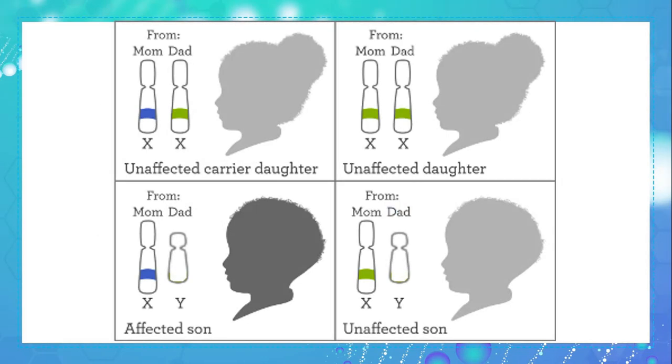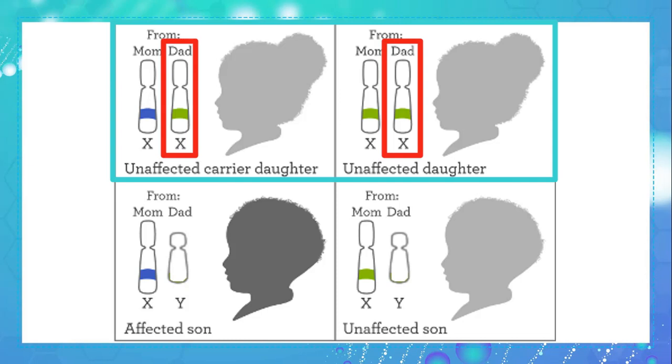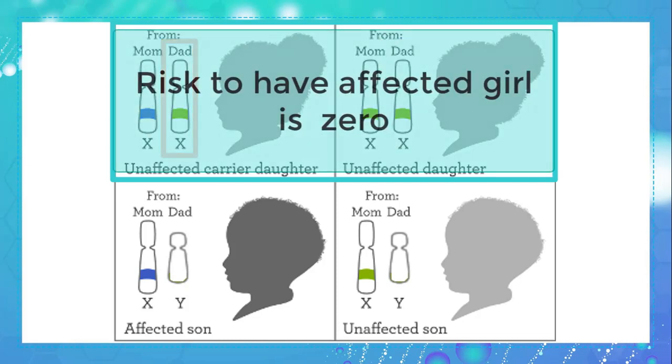Using the Punnett square table, we can predict all possible genotypes of the children concerning the disease. You can obviously see that this couple can never give birth to an affected girl, because a girl will always inherit the normal allele carried on the X chromosome from her healthy father. We say that the risk for this couple to give birth to an affected girl is 0.